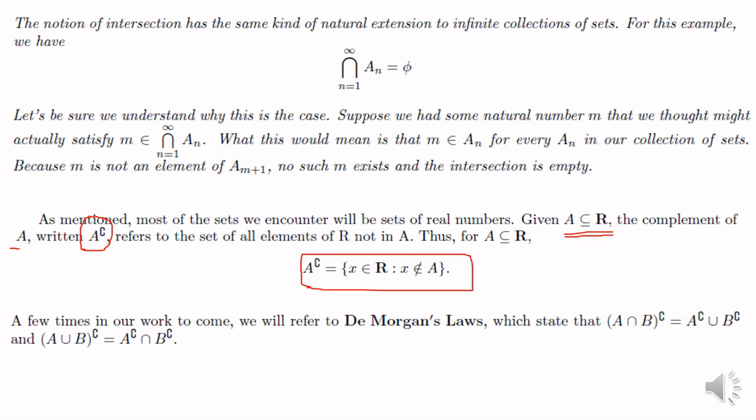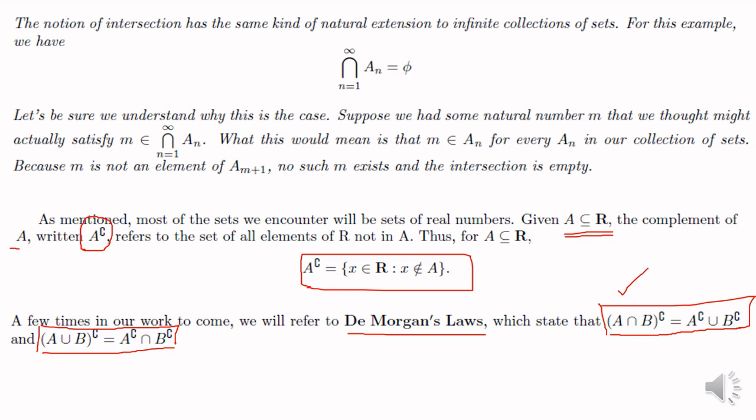Now, there is an important law regarding the complement of sets. That law is called De Morgan's law, and it says that A intersection B, the whole complement, is A complement union B complement, and A union B, the whole complement, is A complement intersection B complement. Now we will try to prove this law. So this is one law: A intersection B, the whole complement, is A complement union B complement, and this is the second law: A union B whole complement is A complement intersection B complement. Now we will try to prove the first one.